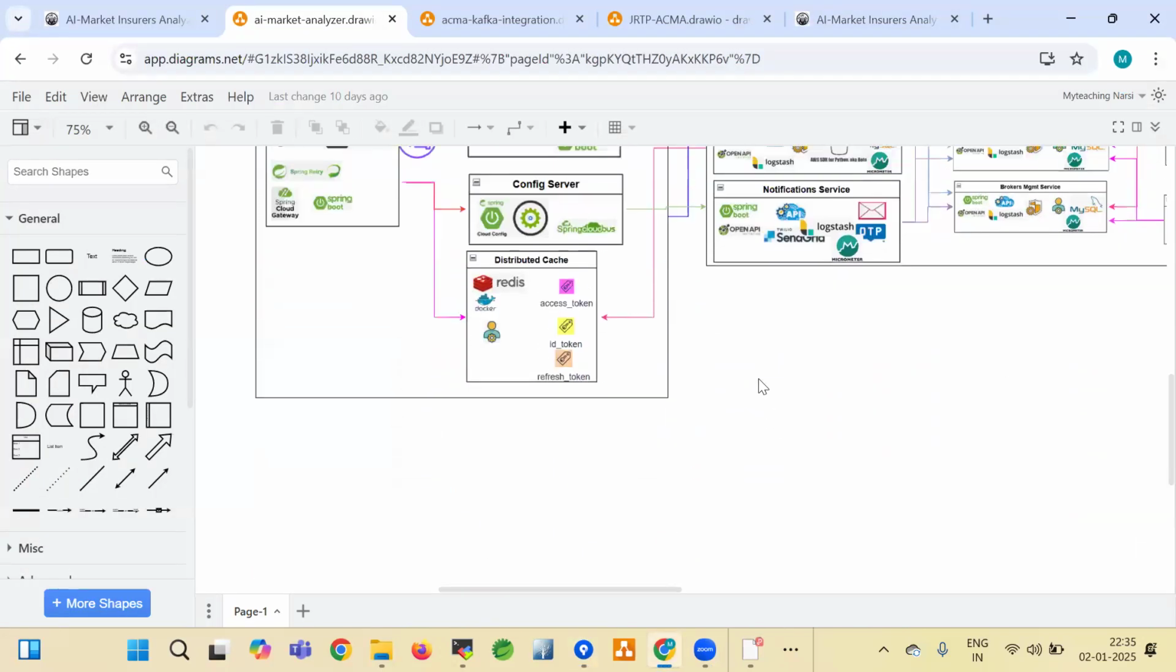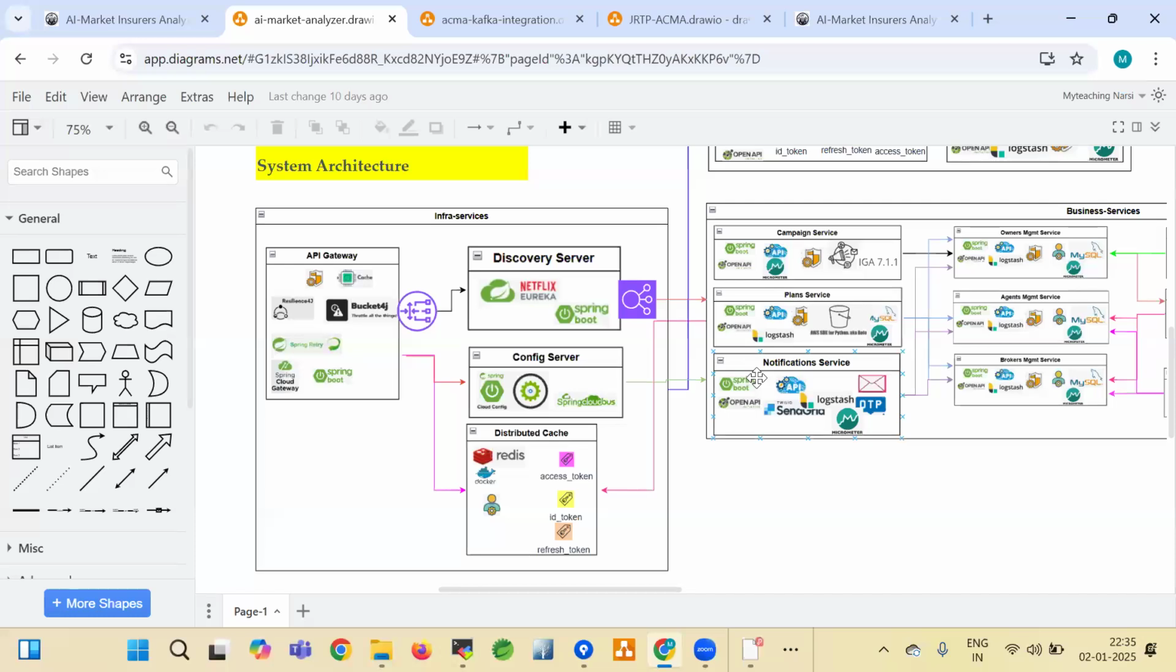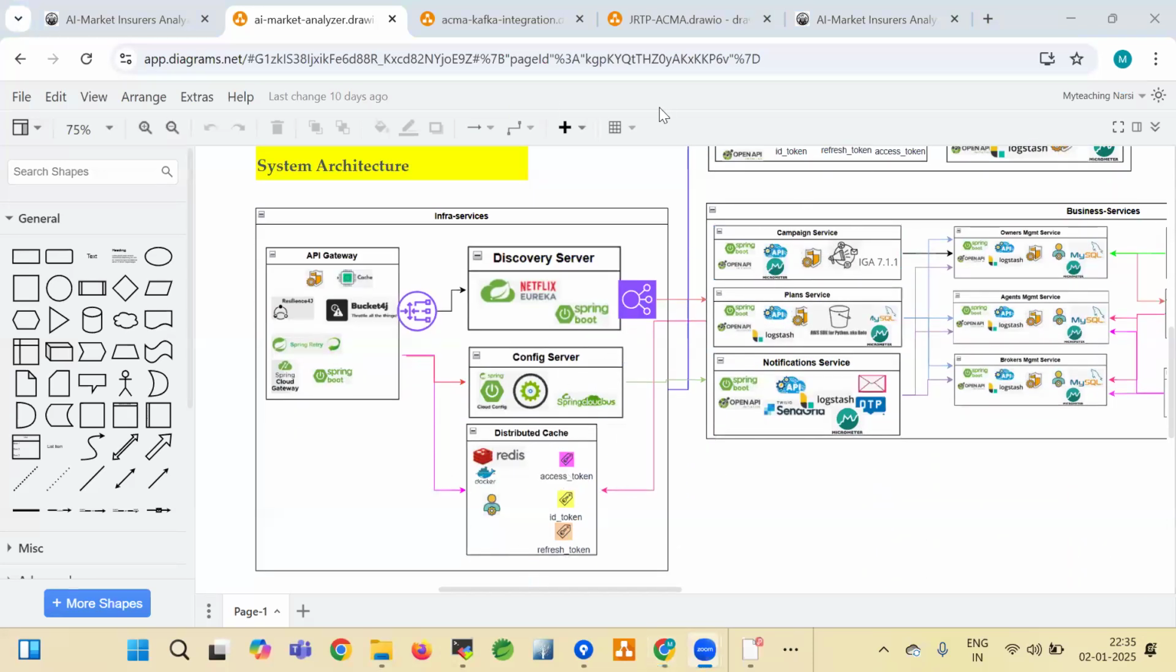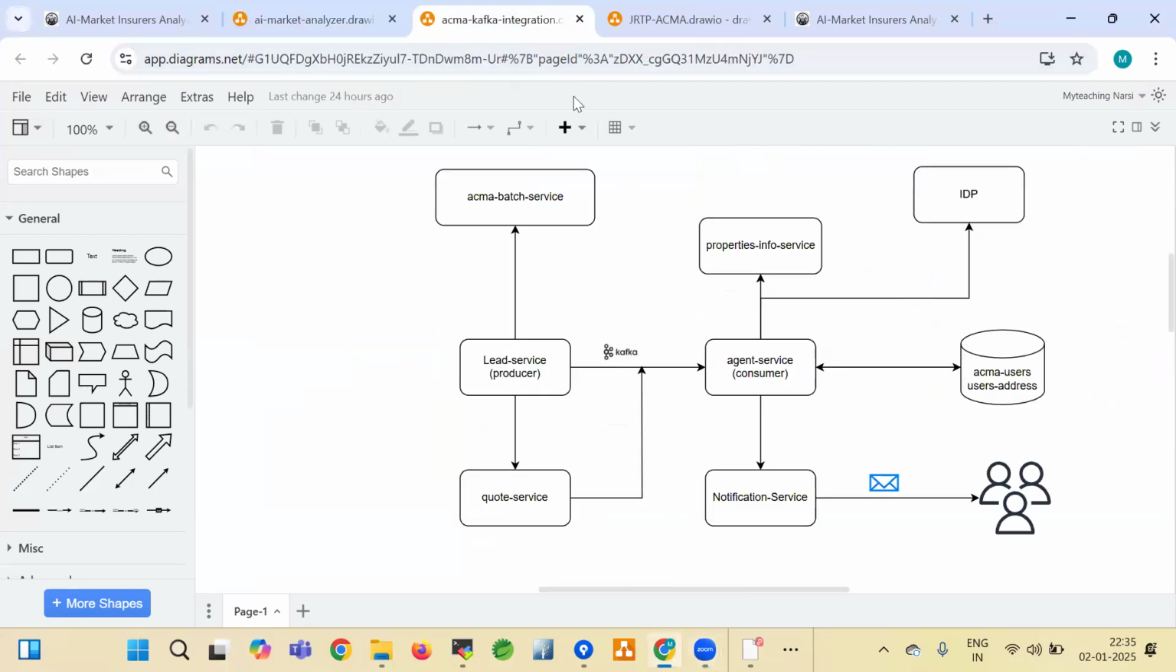Any more questions, folks? Is this the new batch we're going to start? Yes, from the very scratch, a new batch. Are you using Kafka also in this project? Yes, we are using Kafka. Let me tell you the Kafka integration. When the property quotation is created, the property quotation will be sent to the agents and then the brokers. How will the property quotation be sent to the agents and the brokers? We're going to use Kafka.